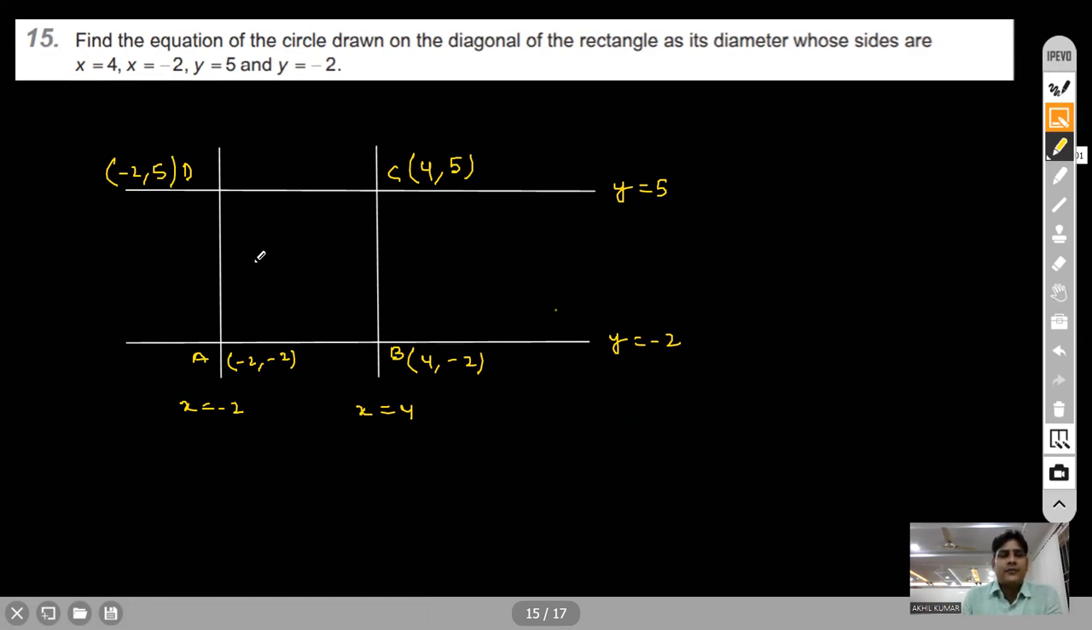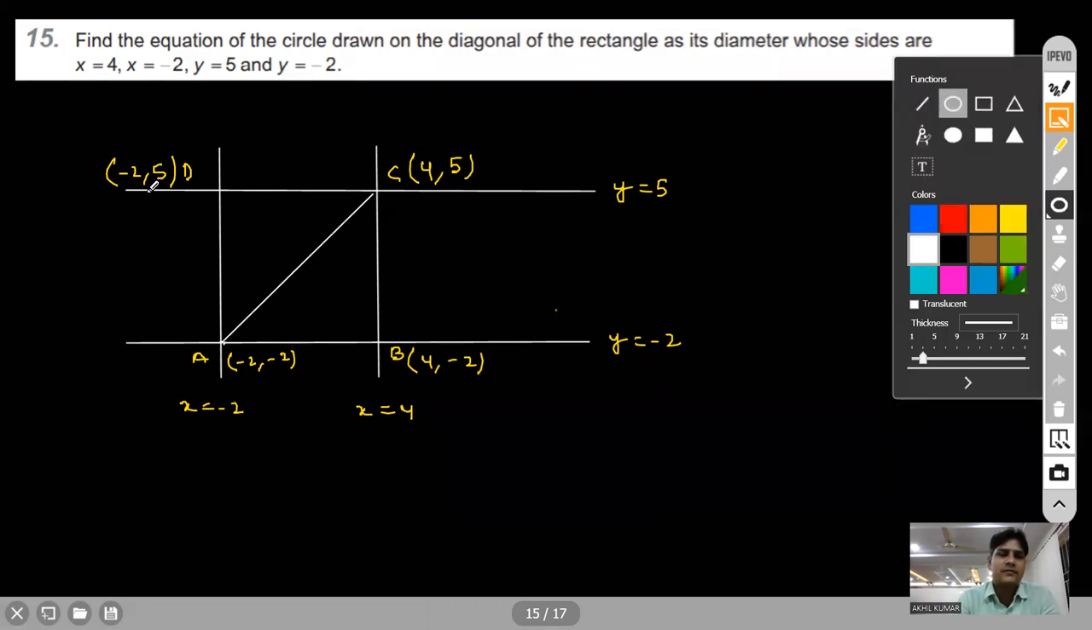Now, we have to draw one circle taking the diagonal as the diameter, right? Find the equation of the circle drawn on the diagonal of the rectangle as its diameter. So this will be the diagonal of the rectangle, right? Considering this AC as the diameter, we have to draw one circle.